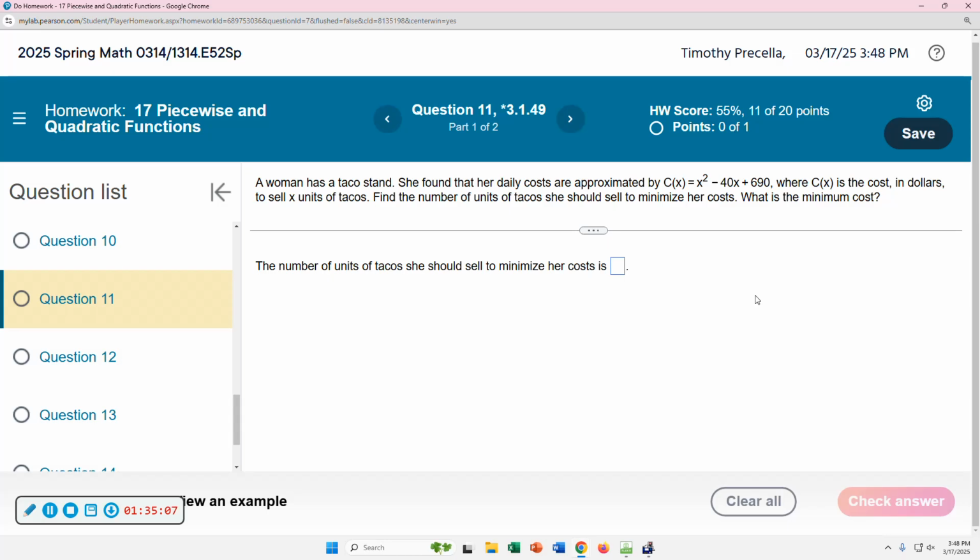Now, this woman has some mathematical ability. Surely she didn't hire a consulting firm to come up with her cost function, that's C of x. Maybe she had a little mathematical knowledge and used some correlation or something to come up with that function. But where she came up with it doesn't matter. Her cost function, let me write this down: C of x is equal to x squared minus 40x plus 690. And what are they asking for, a maximum or a minimum? They want us to find the minimum.